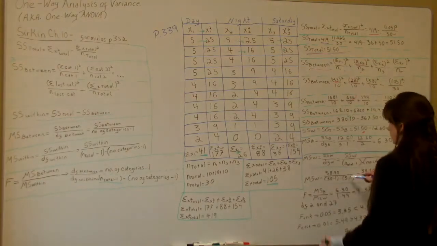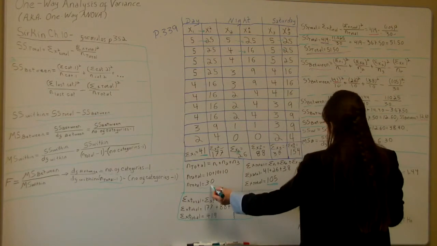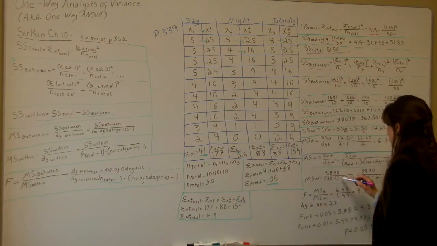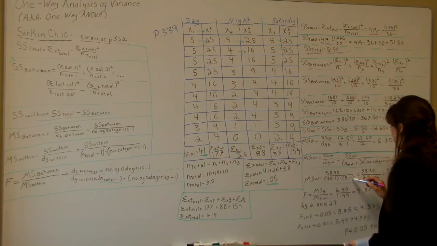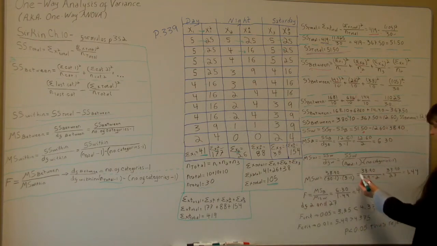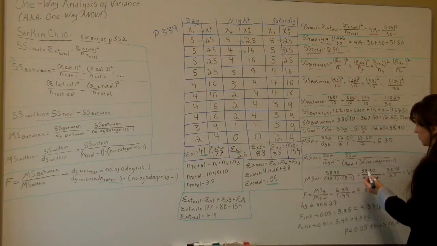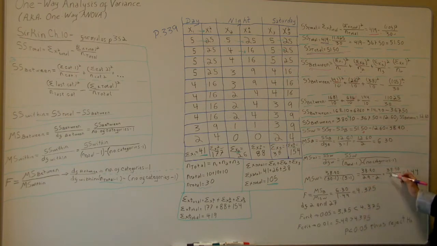That's the n total, which we figured out, which is 30, minus 1. And then you subtract the total number of categories, which is 3, minus 1. Show your steps again, ladies and gentlemen. That equals 38.90 over 29 minus 2. You take 2 from 29, you get 27, so that's 38.90 over 27 equals 1.44.